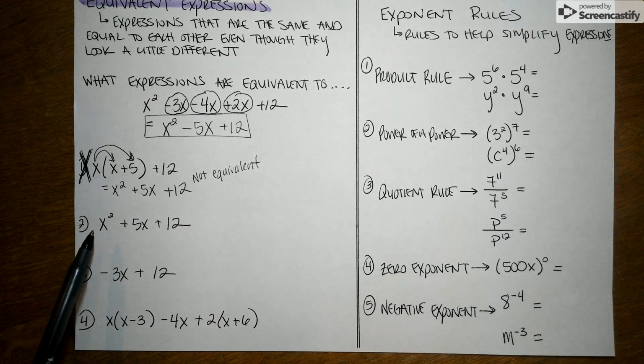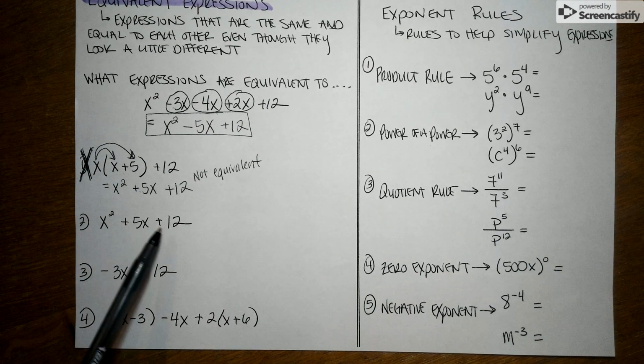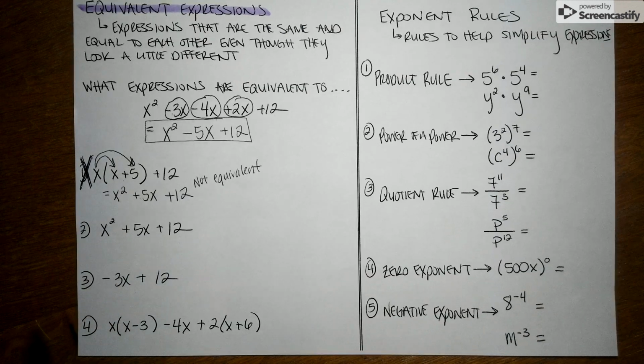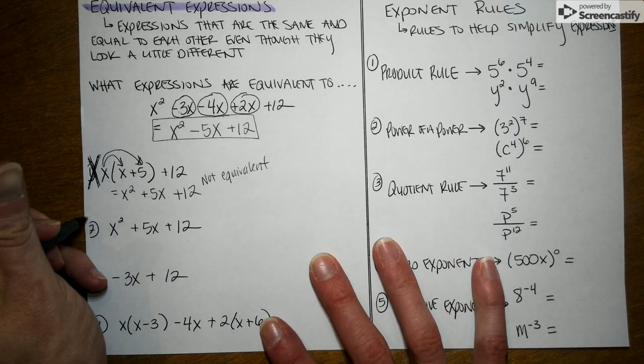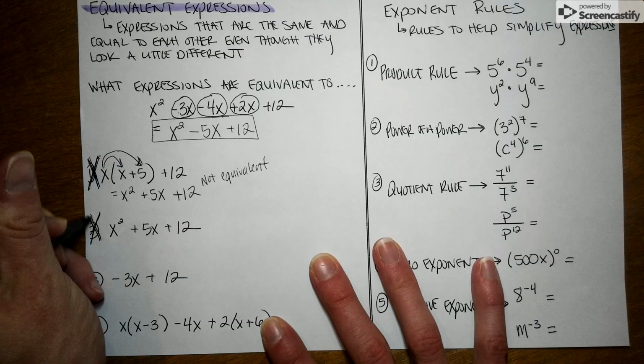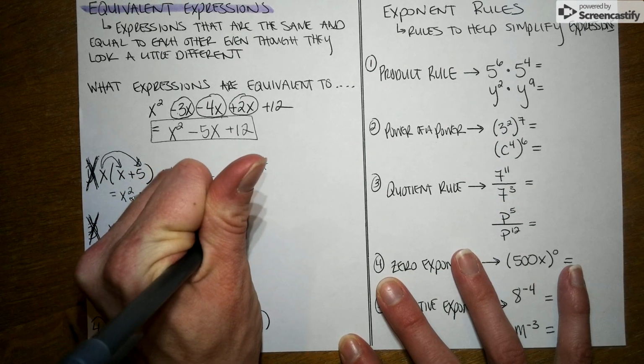All right, number 2, x squared plus 5x plus 12. Well, here there's no parentheses to distribute anything. There's no like terms to combine. And actually, when I compare it to the number 1 problem that I just got done, those were the same answer. And I already know that number 1 is not equivalent to my problem. Therefore, number 2 can't be equivalent either. So I'm just going to go ahead and X it out and write not equivalent.